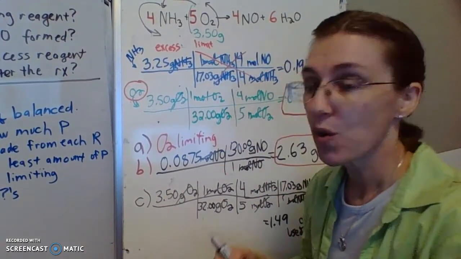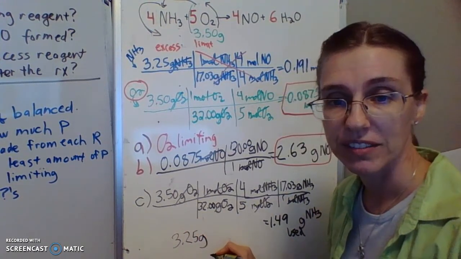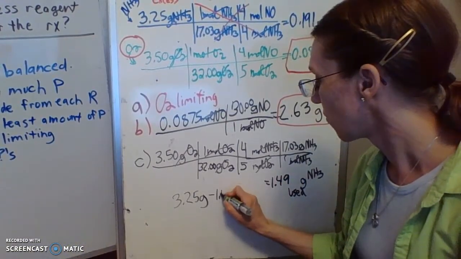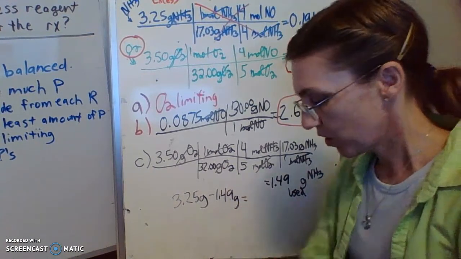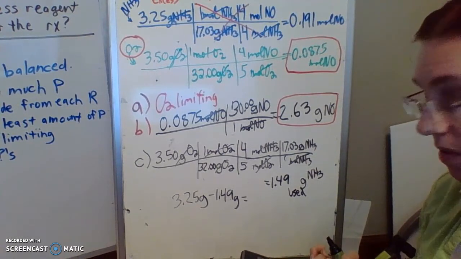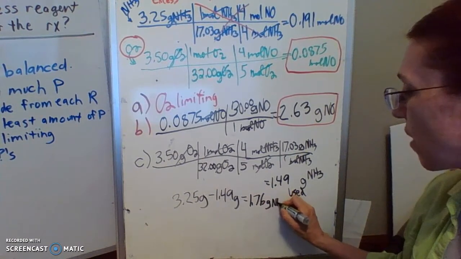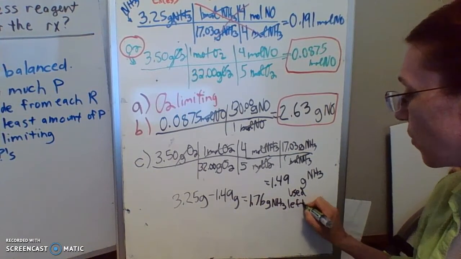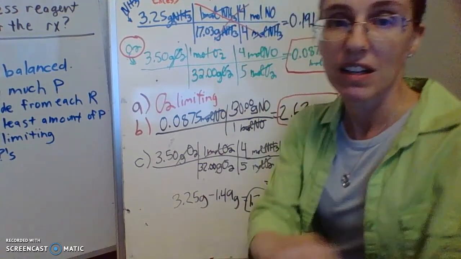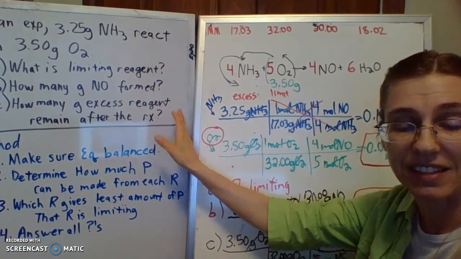We started out with 3.25 grams of ammonia. We used up 1.49 grams. So we're just going to subtract those. We end up with 1.76 grams of ammonia, which are left or remain at the end of the reaction. We'll go back up and make sure, did we answer all of the questions? Yes, so we're good.